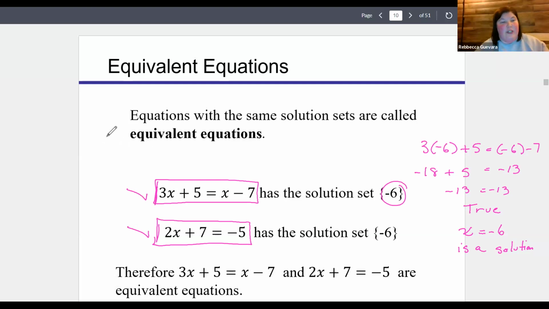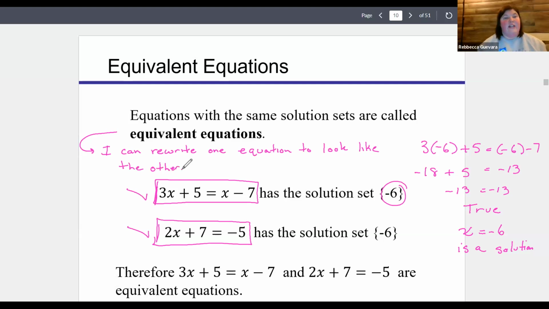And being an equivalent equation, essentially what this means is that I can manipulate things, and I can rewrite one equation to look like the other. And it's actually equivalent equations that we use to solve equations. When we're trying to find a solution set, we just keep looking for equivalent equations until we have one that makes it easy for us to solve.